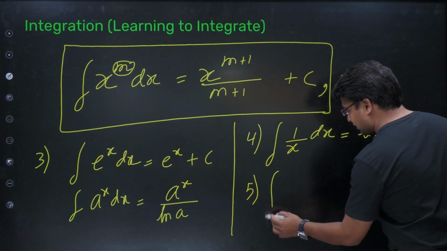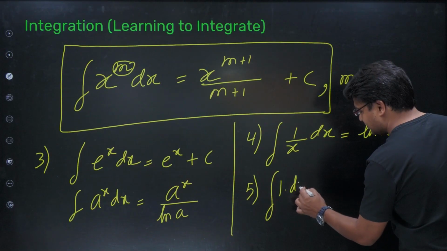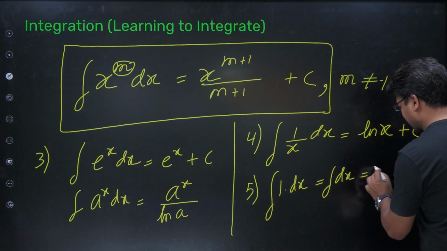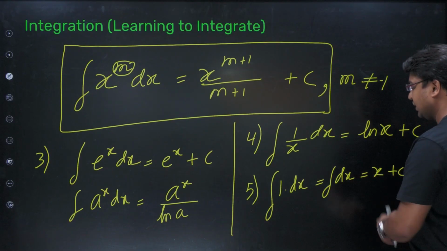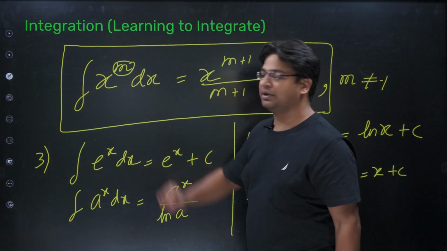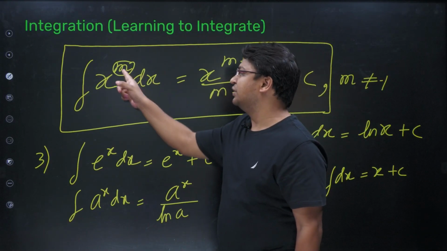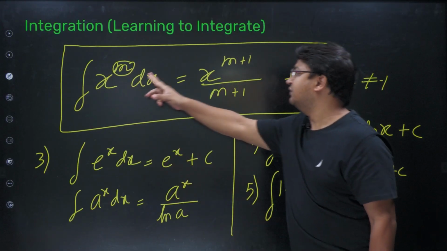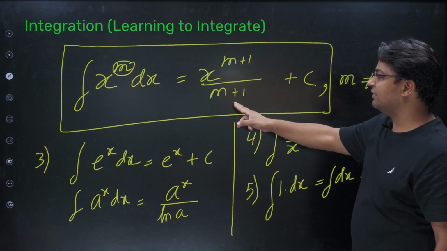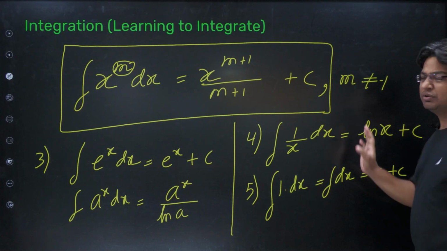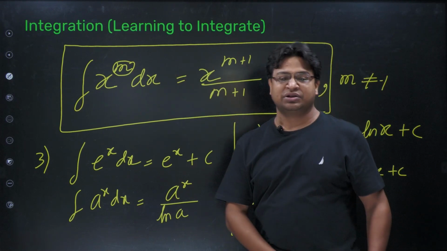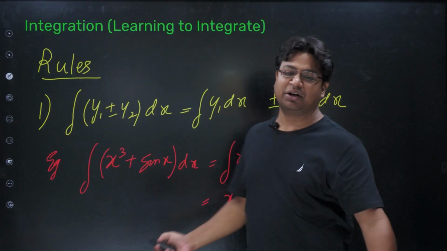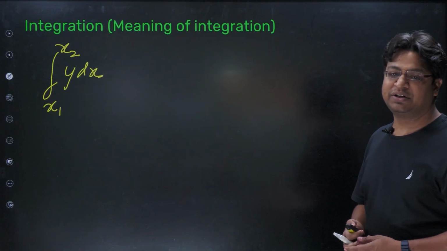That would be integration of 1 dx, or simply integration of dx. That would actually be x, although it is redundant from this formula. If I put m as 0, x raised to power 0 will become 1. So integration of 1 will become x raised to power 1 by 1, which is x. Although this was redundant from here, students struggle when they face this for the first time, so I wrote it separately. Now let me come back to the meaning of integration.